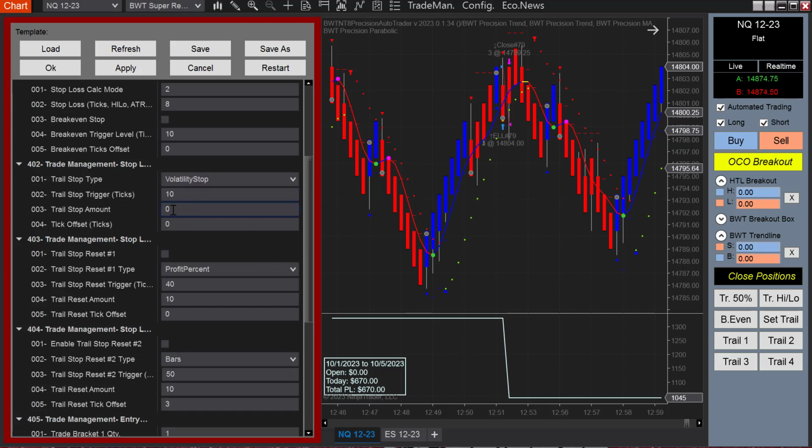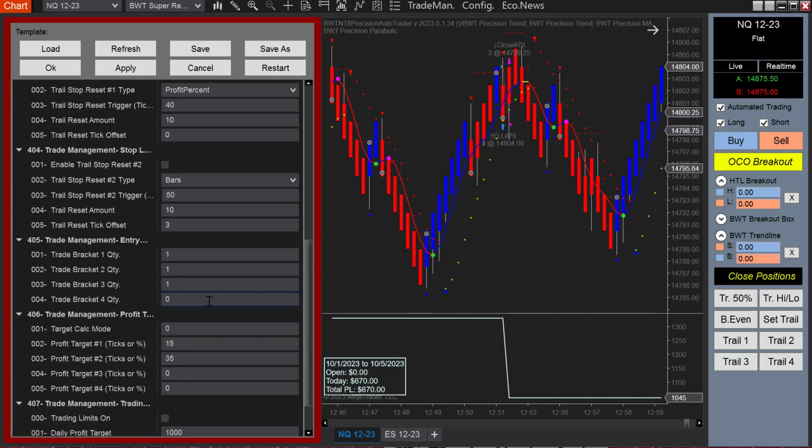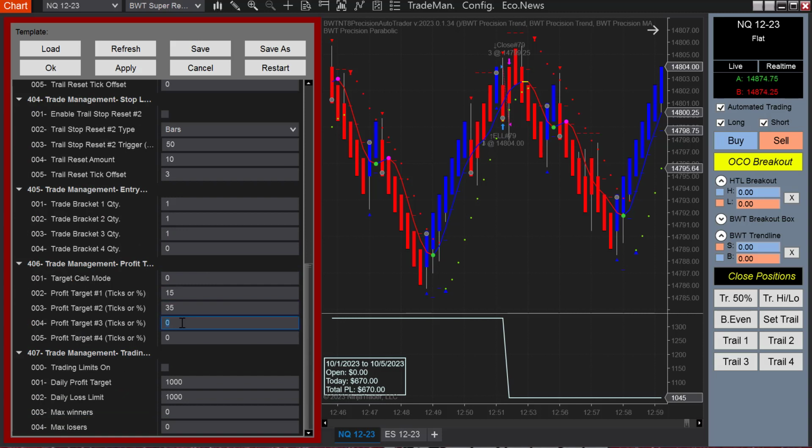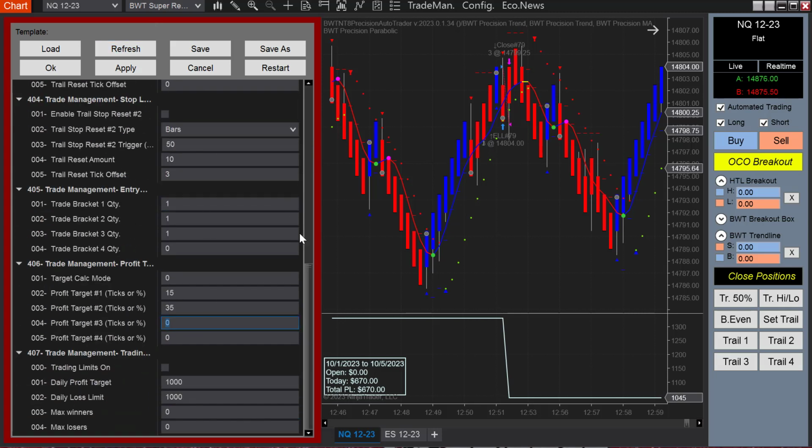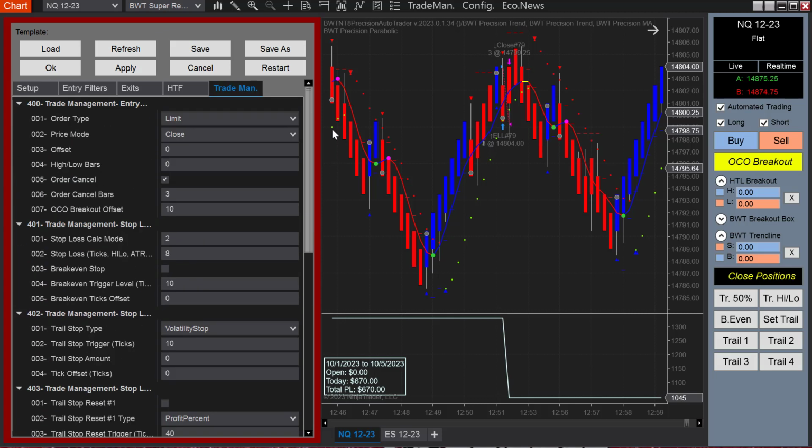But the changes I would make in this would be probably the volatility stop -2, and you could try a fixed target here. You could have 15, 20, and 35. You could trail your stops in a number of different ways, but I'm going to include this template with the next version, or I'll post it in the group.